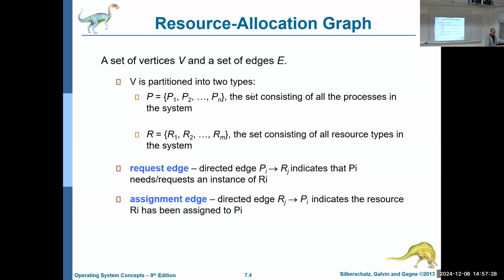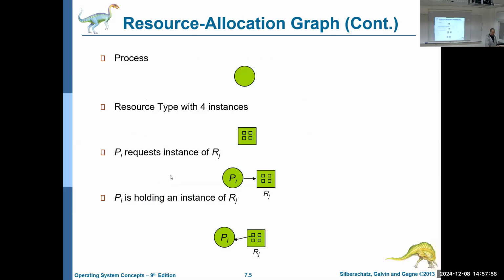Okay, so we're going to look at the resource allocation graph. We're going to make graphs to try to analyze systems. A set of vertices V and a set of edges E. V is partitioned into two types. In other words, what are these vertices? Well, the vertices are the processes, and then there are the resources. Let's go straight to the picture.